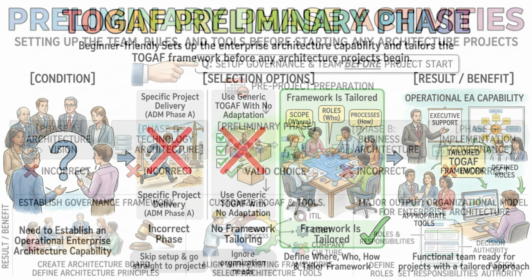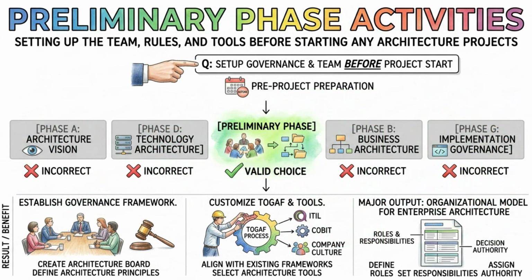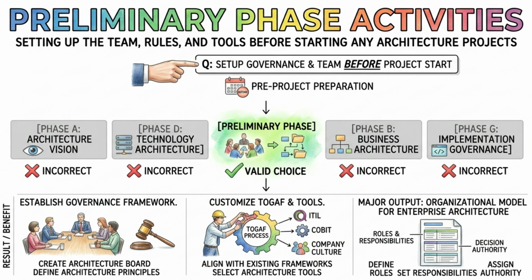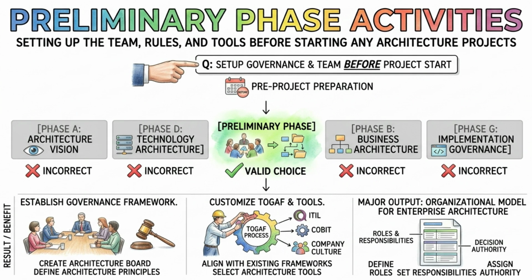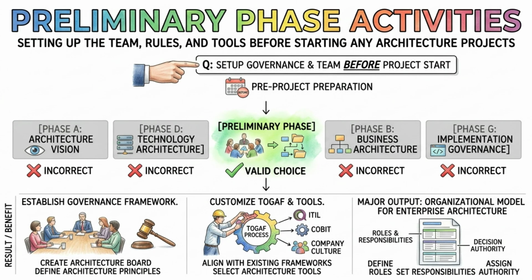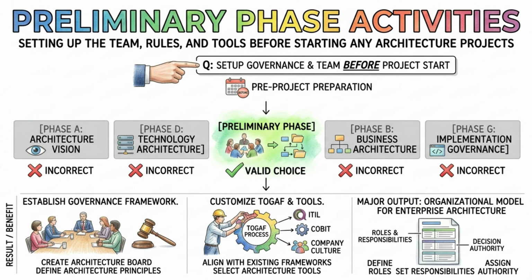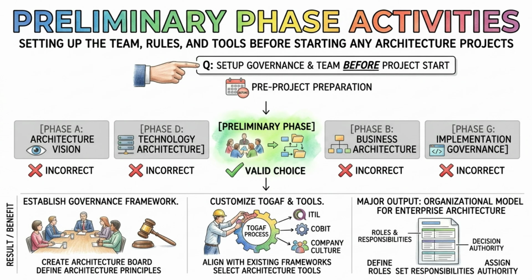A key activity in the preliminary phase is establishing architecture governance, including the creation of an architecture board and architecture principles. Architects define the governance framework, select architecture tools, and customize the TOGAF process to align with company culture and existing frameworks like ITIL or COBIT. The major deliverable created here is the organizational model for enterprise architecture, which defines roles, responsibilities, and decision-making authority. On the exam, remember that if a question asks about configuring the architecture team or setting up governance rules before starting a project, the answer points to the preliminary phase.